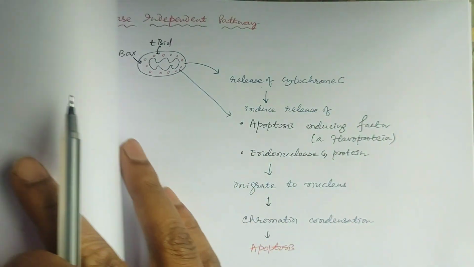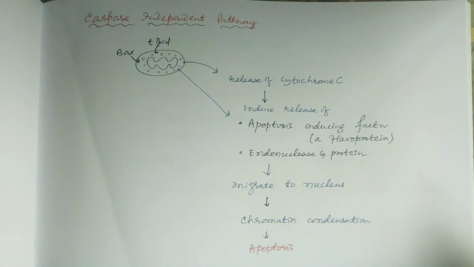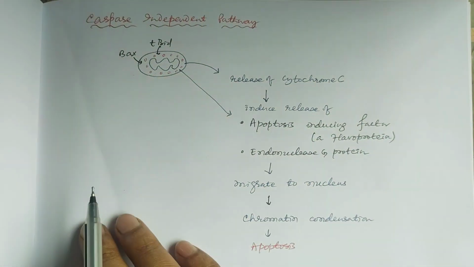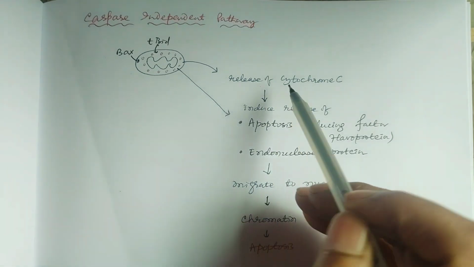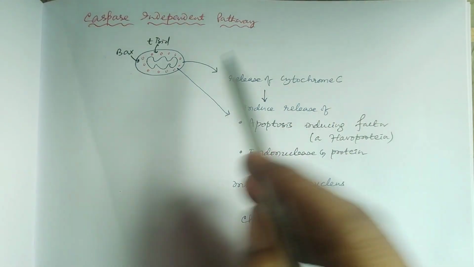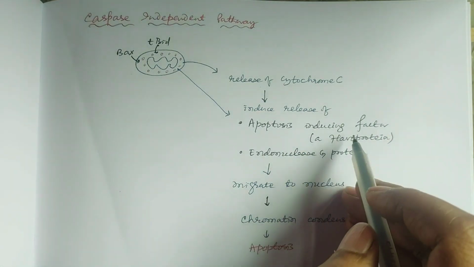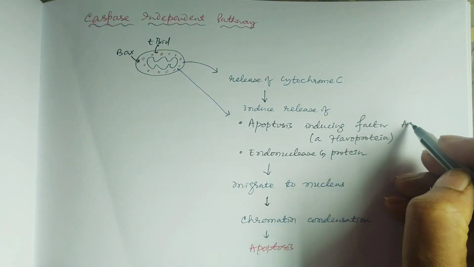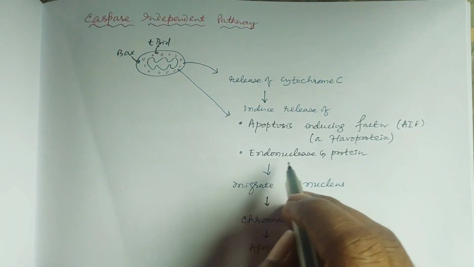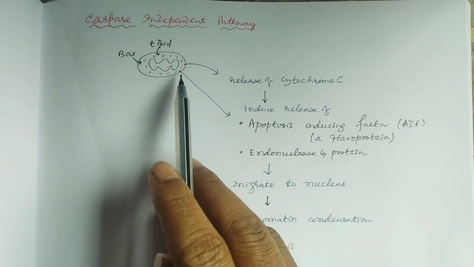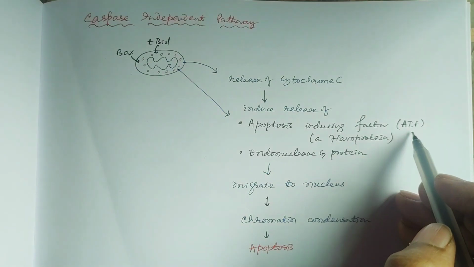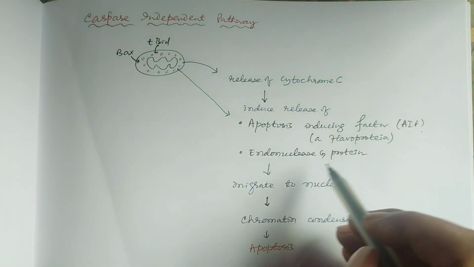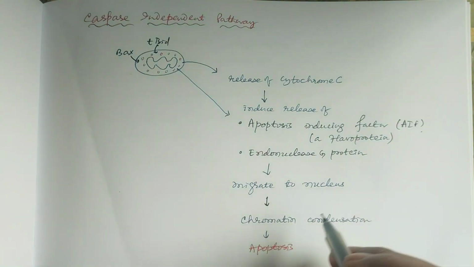Now let us see the caspase-independent pathway. Here again there is a role of cytochrome C. Either BAK or tBID releases cytochrome C, and release of cytochrome C also induces release of apoptosis inducing factor, a flavoprotein AIF, and endonuclease G from the mitochondria. Now all of them, cytochrome C, AIF and endonuclease G, migrate to the nucleus, cause chromatin condensation, and there will be apoptosis.